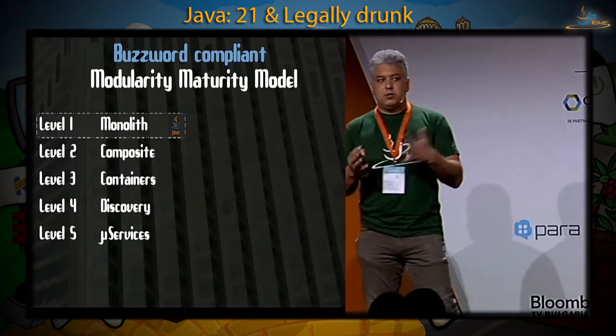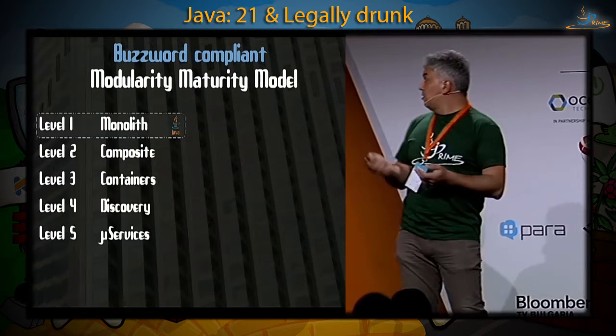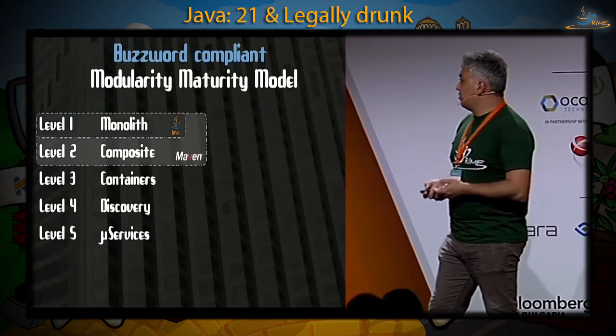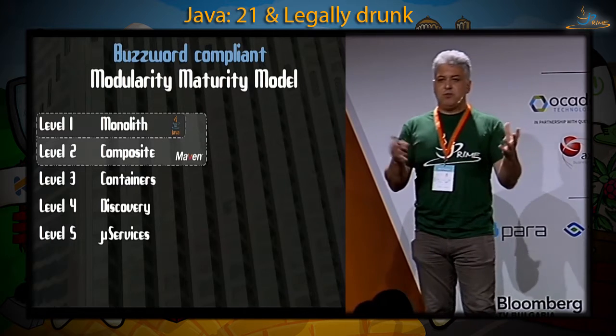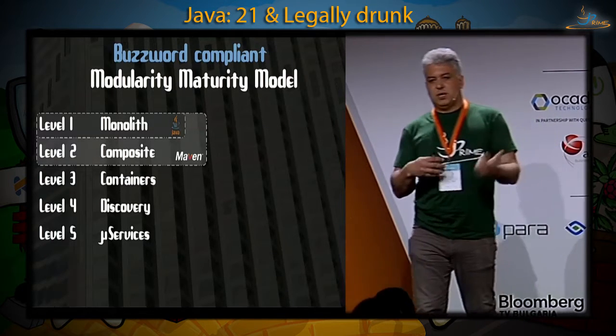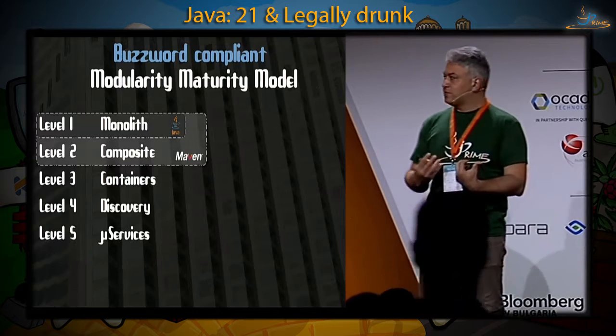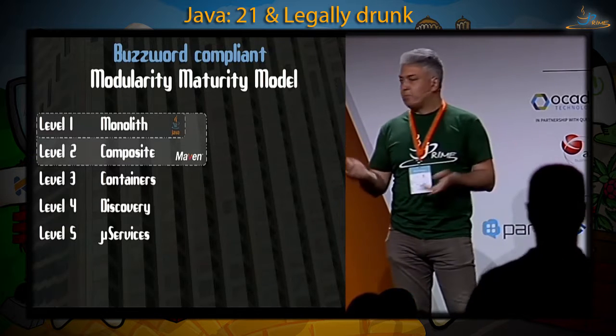So how do you do this today? Well, obviously, monolith is easy. You just do Java, nothing special about it. When you start doing Maven, for example, or anything that introduces identity for your components, then you are at level 2, you do composites.